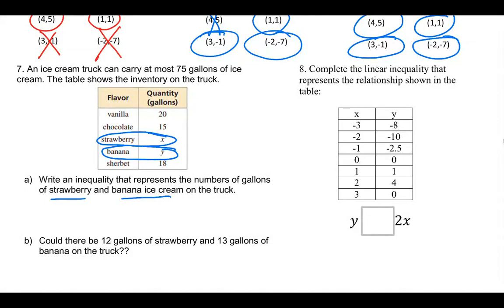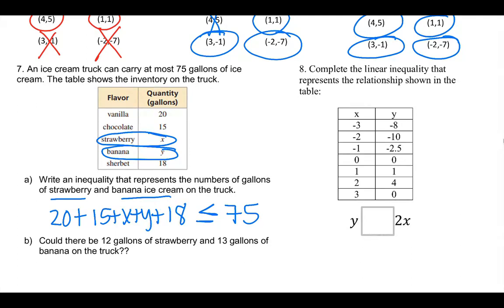Okay. So on the truck, I can have at most 75. So whatever's on the truck has to be less than or equal to 75. But I've got to add up all of these ice creams and figure out what my x and my y can be. So I've got to add my vanilla plus my chocolate plus my strawberry plus my banana plus my sherbet.